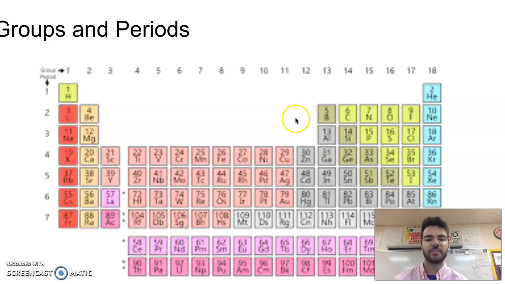So groups are going to be our columns. If I were to ask you which group helium is in, you would say group 18, because it's in the 18th column. And then we also have periods. Periods are going to be our rows. So right here with helium, we're going to find period 1, and then we're going to go straight across, and that is period 1. And then the next row we would call period 2. If I were to ask you which period oxygen is in, so number 8, you would say it's in period 2 because it's in the second row.